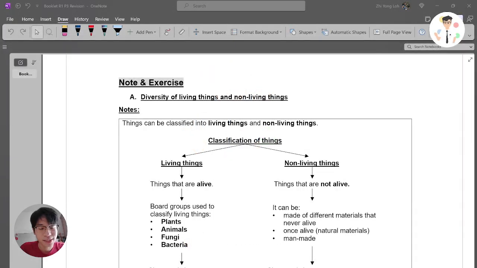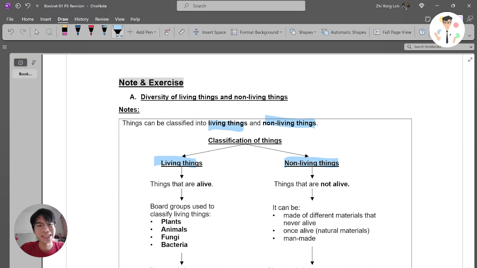Welcome back to Digital Class, and this is a discussion for our booklet R1, and now we are looking at this diversity of living things and non-living things. So the first thing you should understand is things can be classified into living things and non-living things, as you can see here. Okay, so now we have living things, we have non-living things. So let's try to look at what is living things.